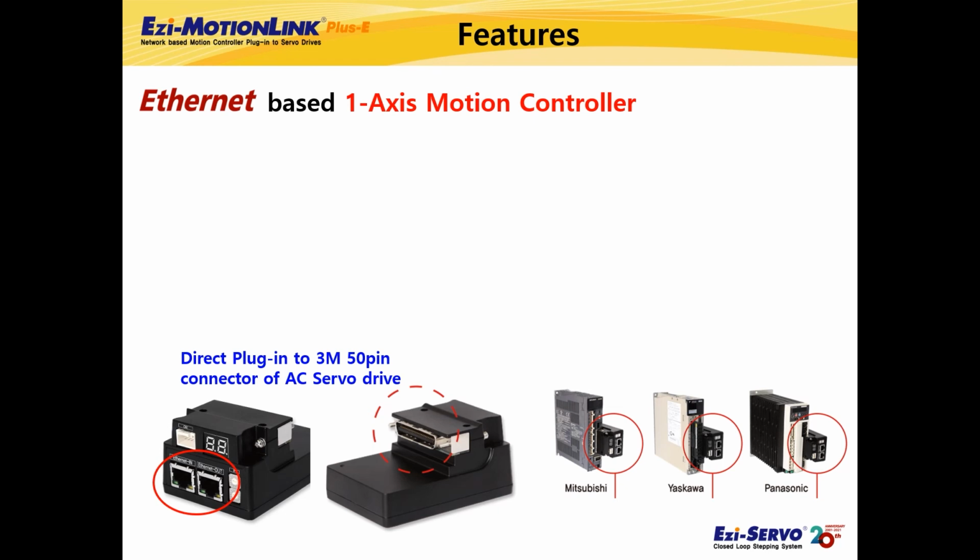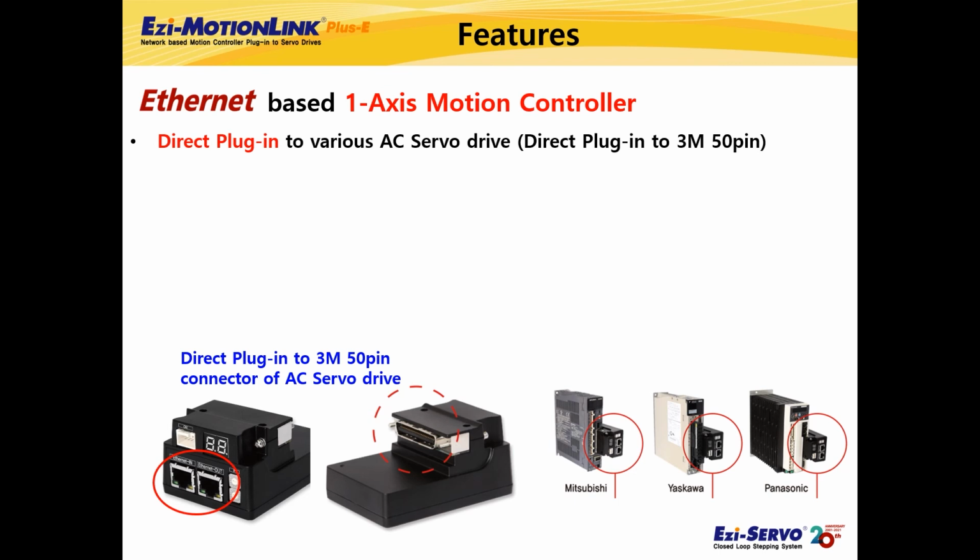Ezi-MOTIONLINK Plus-E is Ethernet-based one-axis motion controller for AC Servo. It can be used by plugging it into the interface connector of the AC Servo drive. Since most of the AC Servo drives use 3M 50 pin, like Ezi-MOTIONLINK, you can easily connect Ezi-MOTIONLINK to various AC Servo drives: Mitsubishi, Yaskawa, Panasonic.